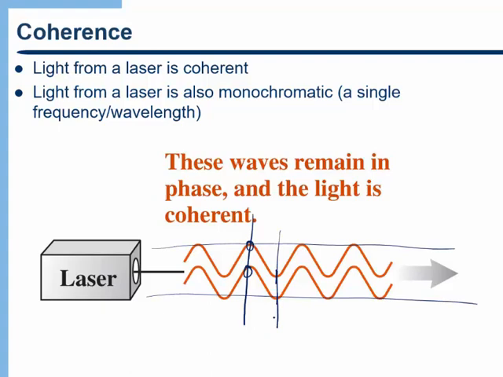The other important thing about laser light is it's also monochromatic. It's a single frequency and wavelength. And that's why when you look at a laser, it will look like just a specific color. So unlike an incandescent light bulb, which is putting out incoherent light across all of the visible part of the spectrum, a laser is putting out coherent light at just one particular frequency and wavelength.